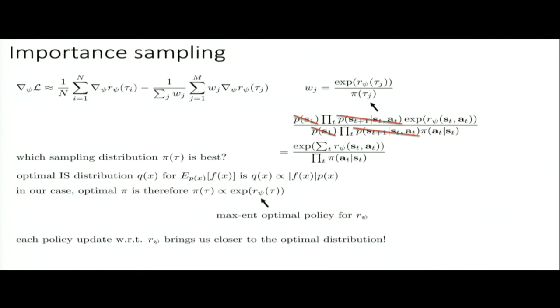So that means that if you're improving your policy as you're training your reward function, then basically every step that you improve your policy with respect to r psi, you get closer and closer to the optimal distribution. And until you get there, you can use these importance weights to correct your mistakes. OK, does anybody have any question about this sampling-based method for estimating the gradient and the importance sampling correction?